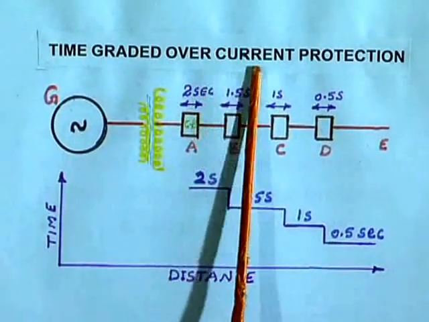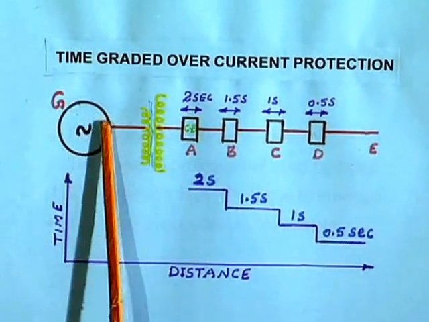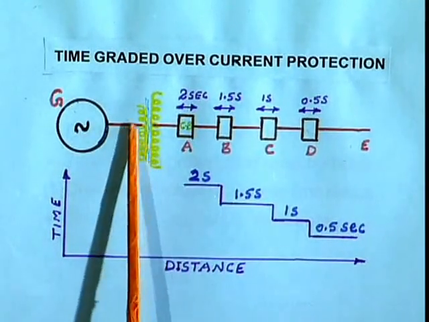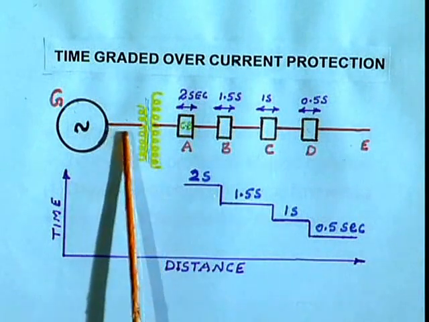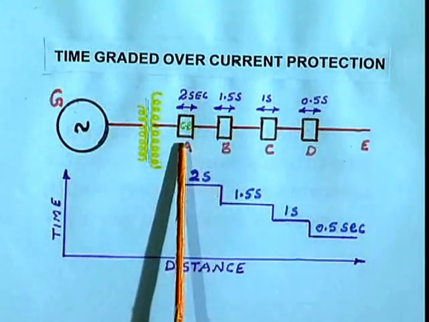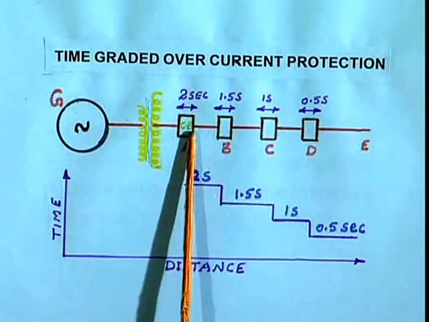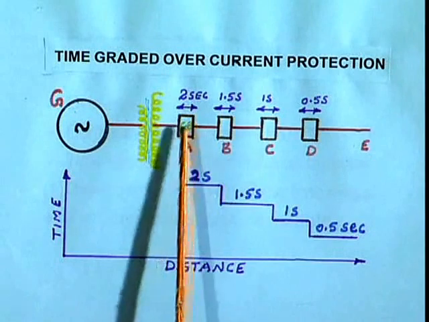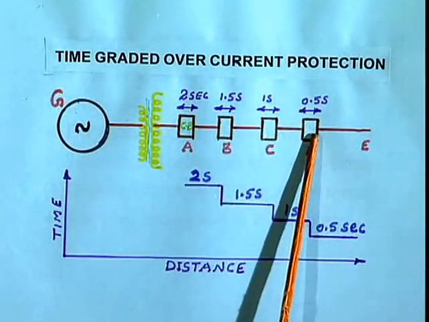Time graded overcurrent protection. So this is a generator feeding to a transformer. This is a step up transformer, with primary winding and secondary winding, and from the transformer it is feeding to different substations, let us say A, B, C, D. Each will have one circuit breaker.